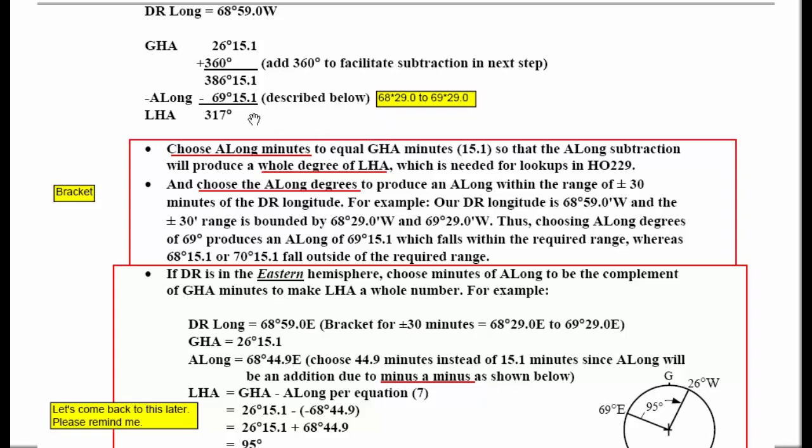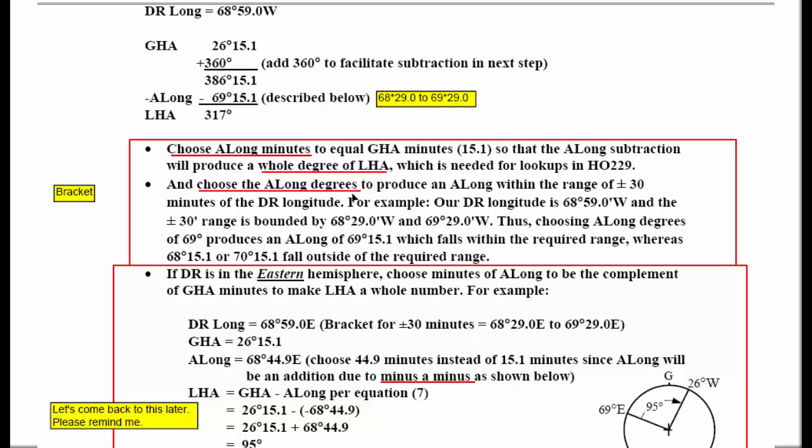If I choose 69 15.1, that will be inside the bracket. And if I choose 70 15.1, that will be outside the bracket on the top side. And that's described here in this writing.